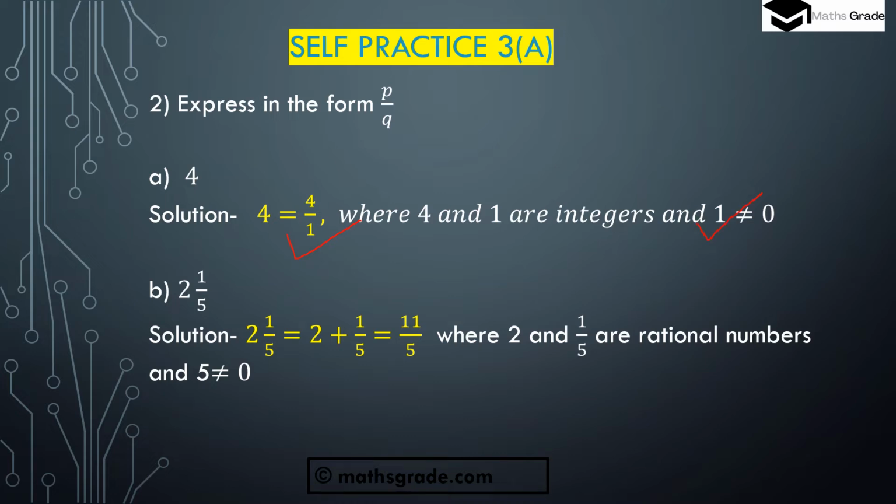B, 2 and 1 divided by 5. This is a mixed number, so first we have to convert this number: 2 and 1 divided by 5 is equal to 2 plus 1 divided by 5. Multiply the denominator with the whole: 5 multiplied with 2 plus 1, that is 11 divided by 5. Here 11 and 5 are integers, and denominator, that is Q, is 5, which is not equal to 0.